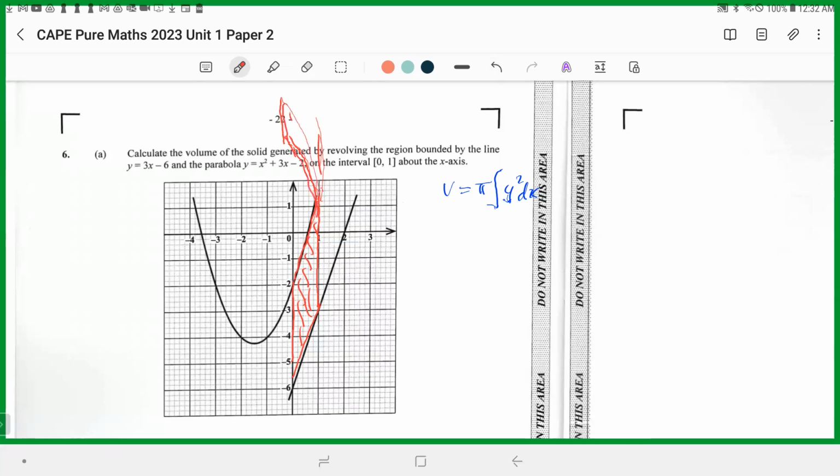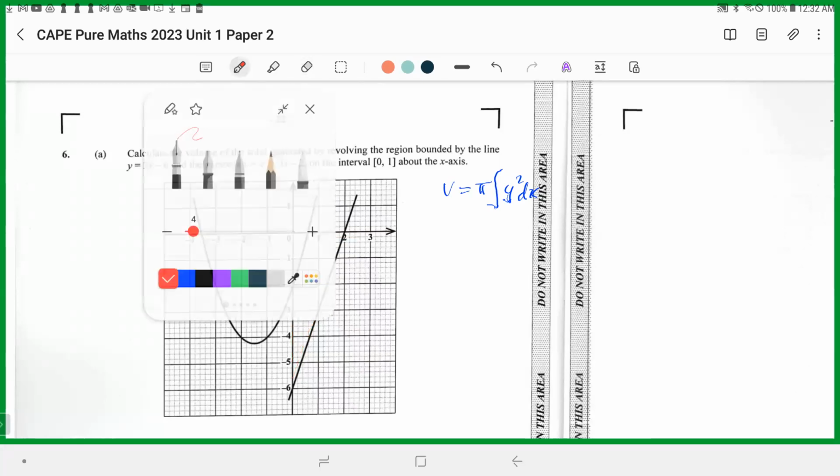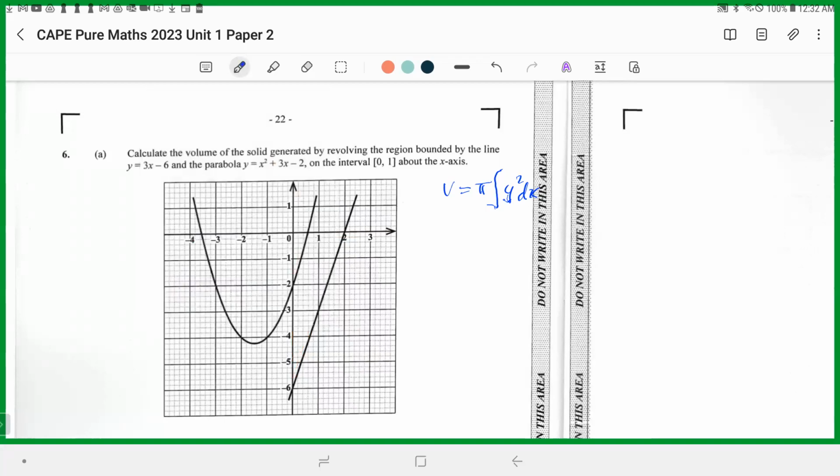Something like that, right? It's going to form out, but it's going to be circular. Anyway, no matter. The volume generated by the line minus the volume generated by the curve. All right, so the line equation is this, and the curve equation is this.